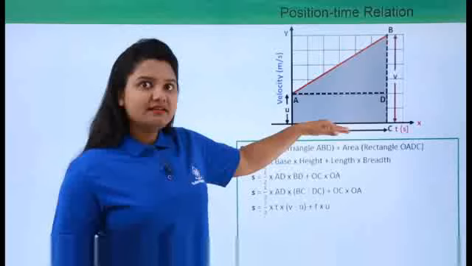And this is our second equation of motion, which we have finally got. So, this is how we derive the second equation of motion, that is the position-time relation.